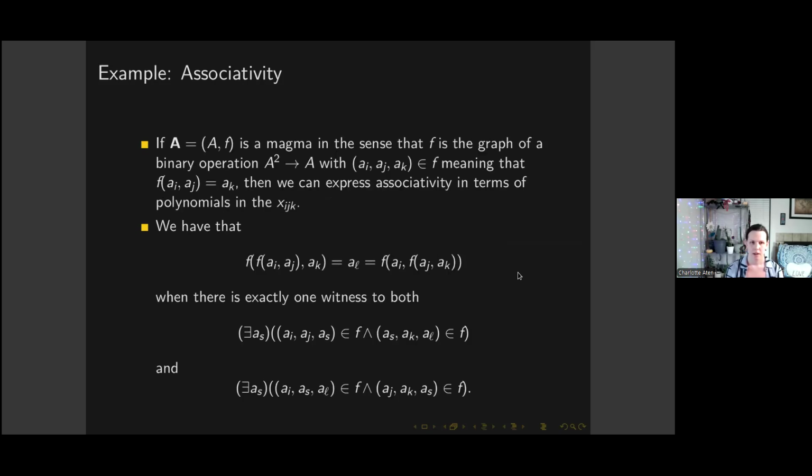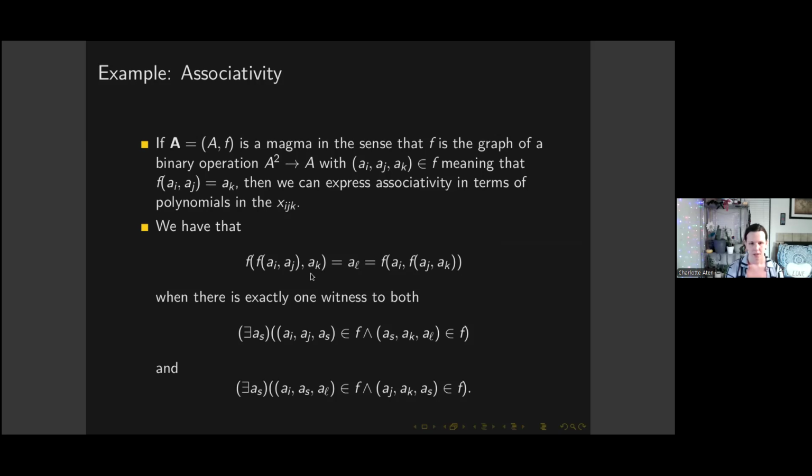All right, well, let's just assume that the ternary structure is a magma in the sense that we take a_i, a_j, a_k in the relation F to mean, abusively, that there is a binary operation F that when you plug in a_i, a_j, you get a_k. Well, then we can express associativity, given that assumption that we have a binary operation, in terms of some polynomials in the x_ijk. And if you've seen the equations that define the variety of n-dimensional associative algebras, then this is going to look pretty familiar, because these are like the structure constants.